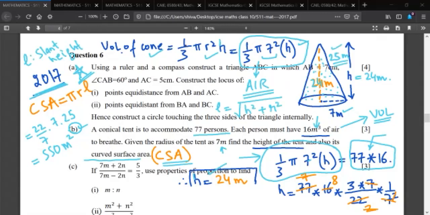Any doubt, Rudra? No, sir. So pi into r into L is 550 meter square. Just remember that this is curved surface area. Because it is curved surface area, the unit should be meter square. Do not write meter cube or centimeter square or meter or centimeter. Do not lose marks needlessly. Mr. Rudra, any doubt? No, sir. Okay.